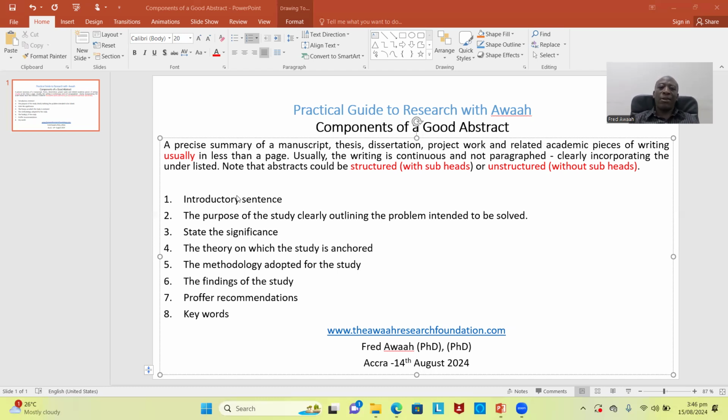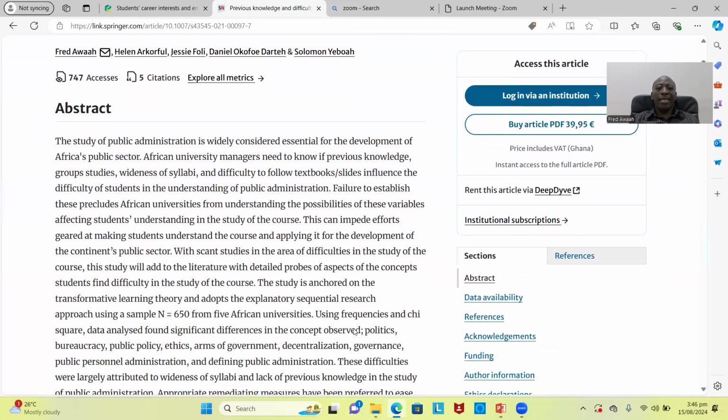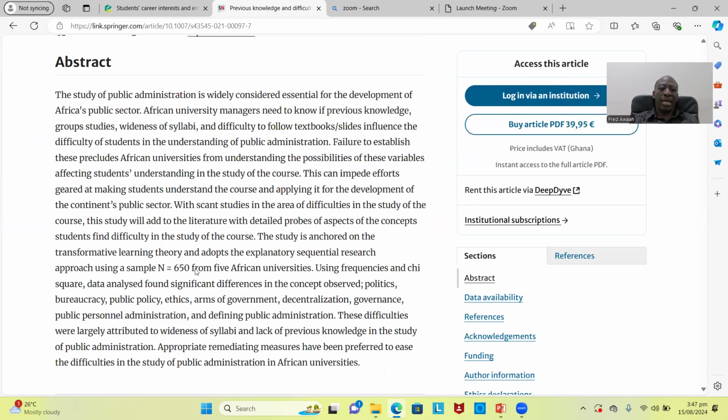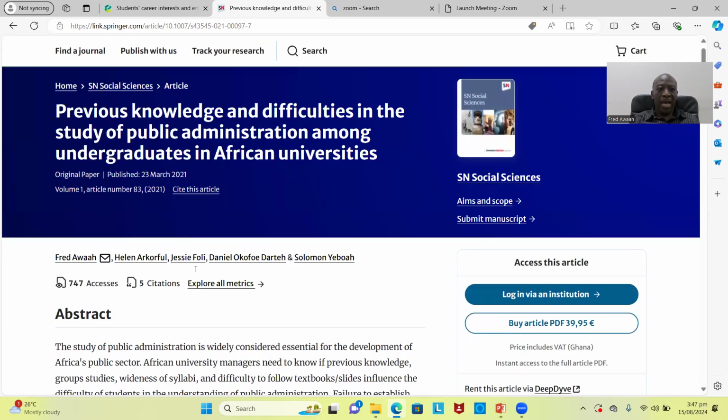A lot of this is not cast in stone. Usually from point 2 onwards, depending on the author, the purpose could come before stating the significance, the theory, but all in all these contents must reflect in the abstract. So we go straight to action. Clearly, this is an unstructured abstract. Why is it an unstructured abstract? It is because it just has the abstract heading and all of the contents populated here. So we would see how these authors wrote their abstract.